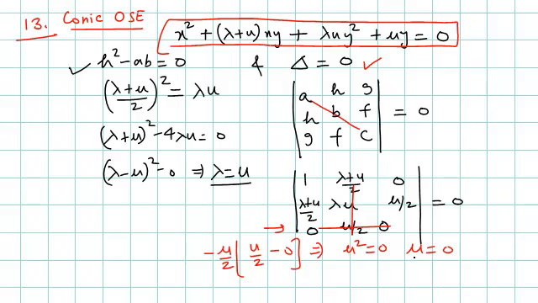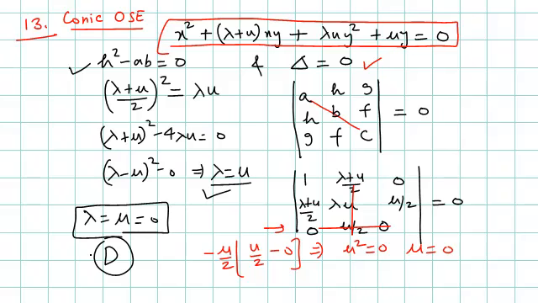Now you can see mu equal to 0 is the condition for this to represent pair of lines, a pair of parallel lines, lambda equal to mu. So lambda equal to mu equal to 0 is the condition for this to represent equation of parallel lines. Now the choices, the correct choice is none of these. D is the correct answer.